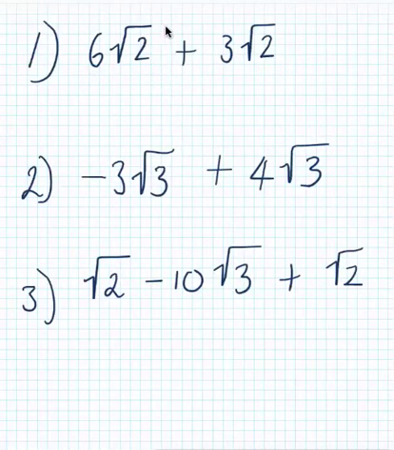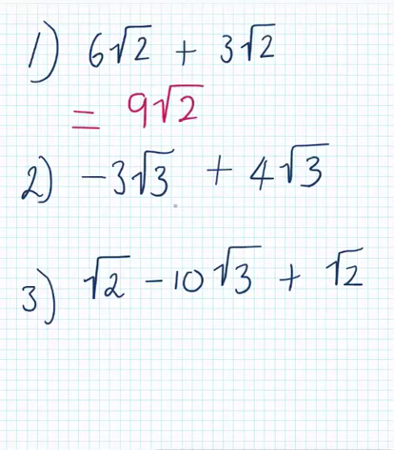Okay, so let's try these 3 questions. Have a go first, and then let's see if you've got the right answers. So with the first one, just check our surds. I've got a square root of 2 here and a square root of 2 there. They're the same surd. So how many square root of 2's do I have? In this case, we've got a positive 6 plus 3. Well, 6 plus 3 is 9. And of course, 9 square root 2. That's how many we have. And we're done.